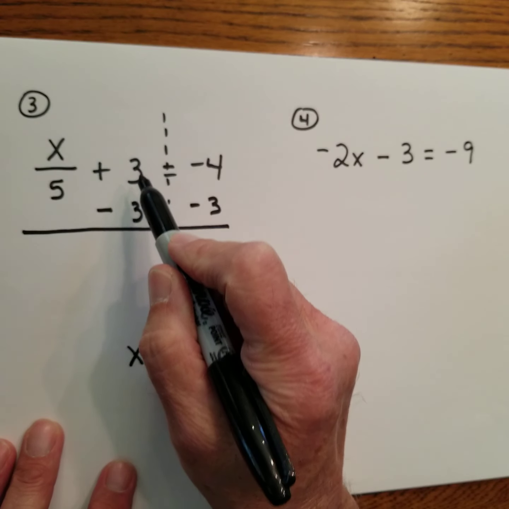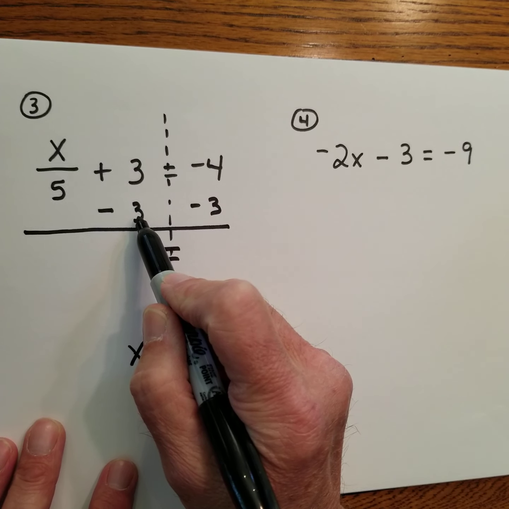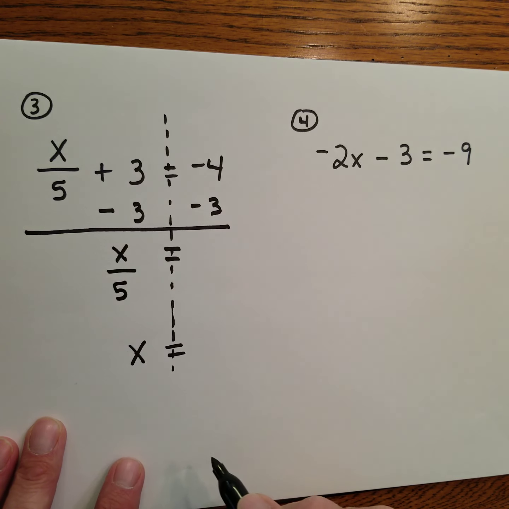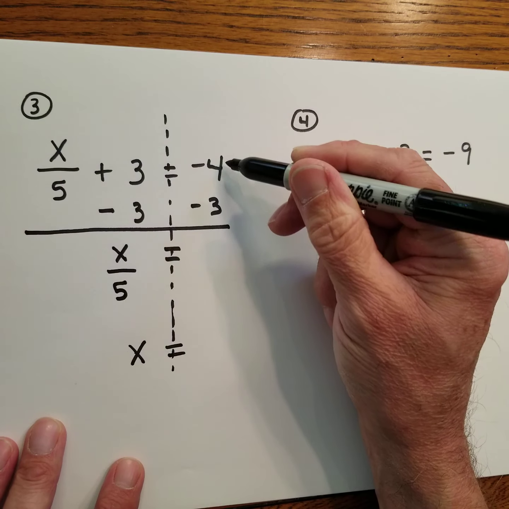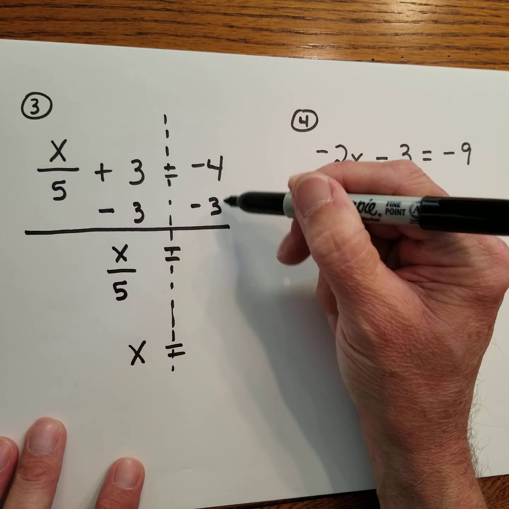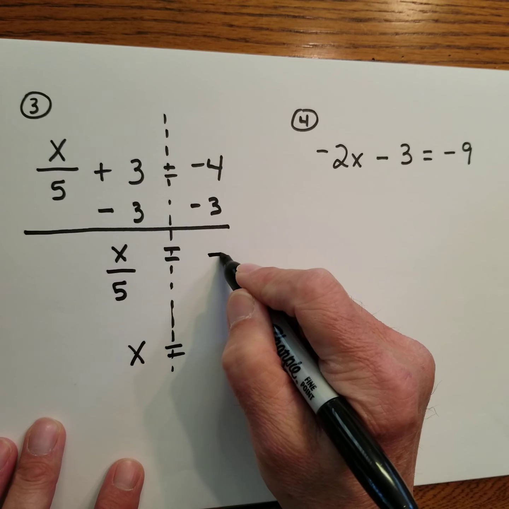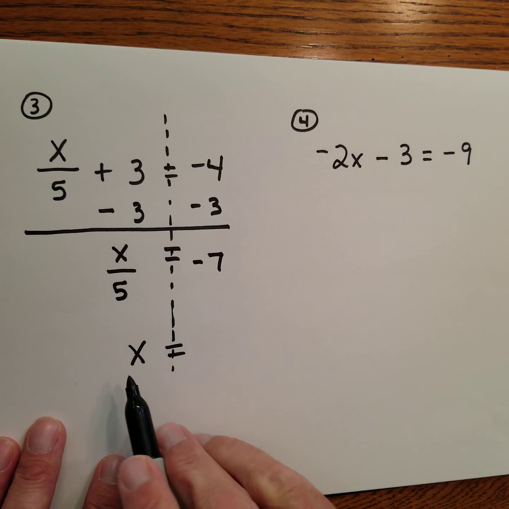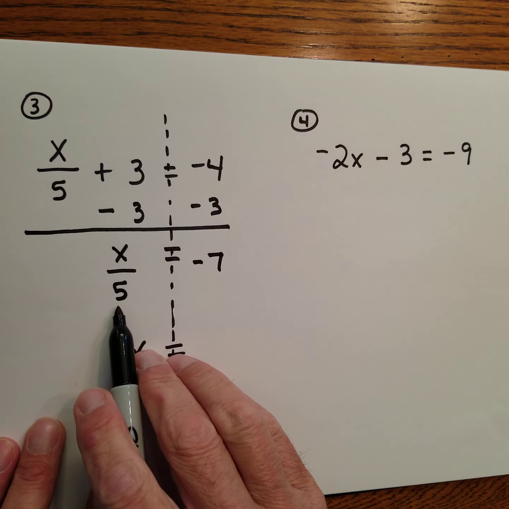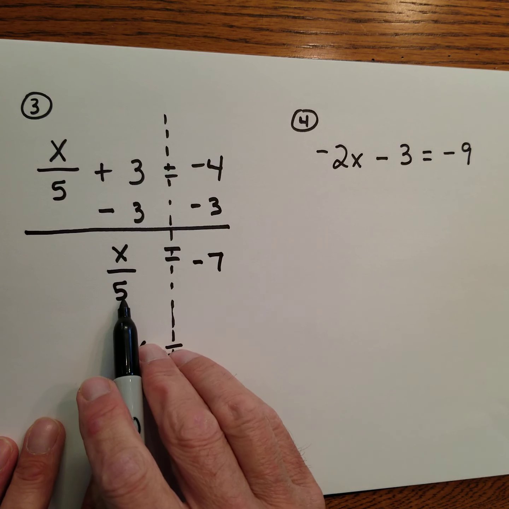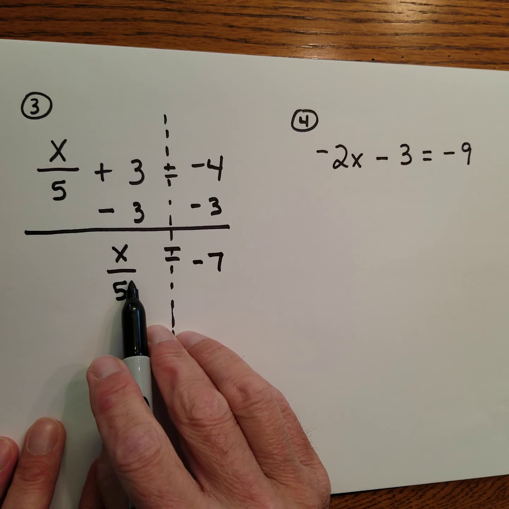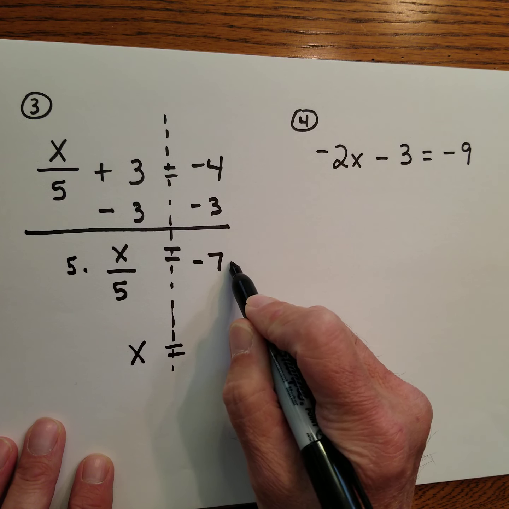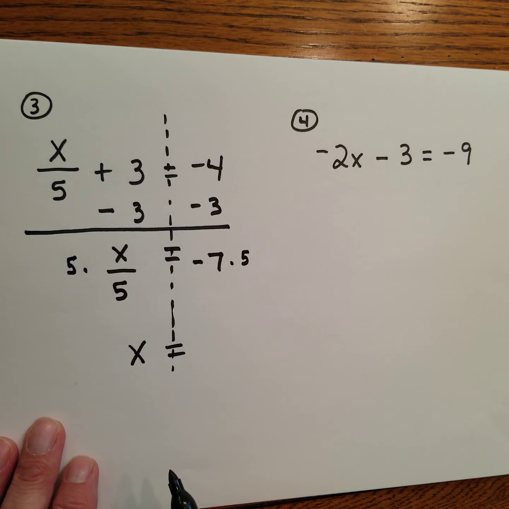Now when I combine positive 3 and negative 3, I get 0 plus x over 5. And when I combine numbers with the same sign, I add and keep the sign. Now to get x by itself, the 5 must leave. See how the x and the 5 are being divided? And the inverse to division is multiplication. We'll multiply both sides by 5.